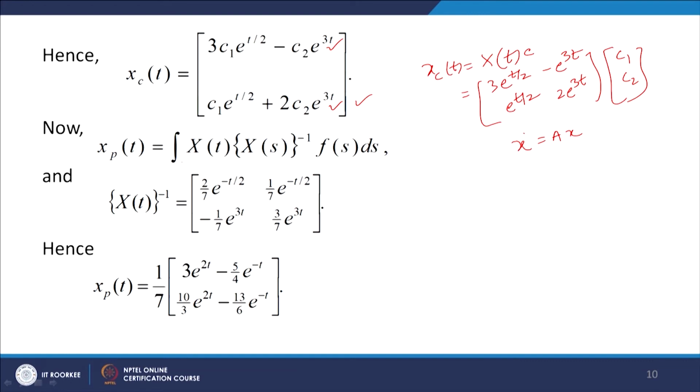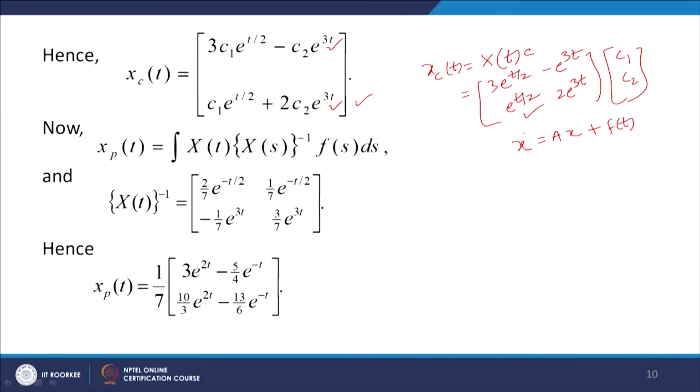Now, let us find a particular solution of x dot = Ax + f(t). The particular solution by our theorem is given by X(t) times the integral of X(s) inverse times f(s). Now, X(t) we know, this is our X(t). We can find its determinant. Since the vectors x1(t) and x2(t) are linearly independent, this matrix has a non-zero determinant.